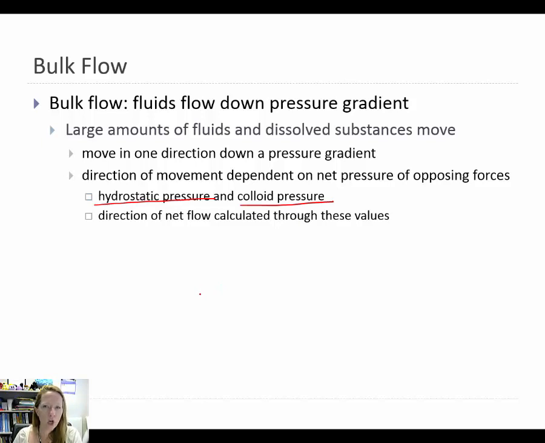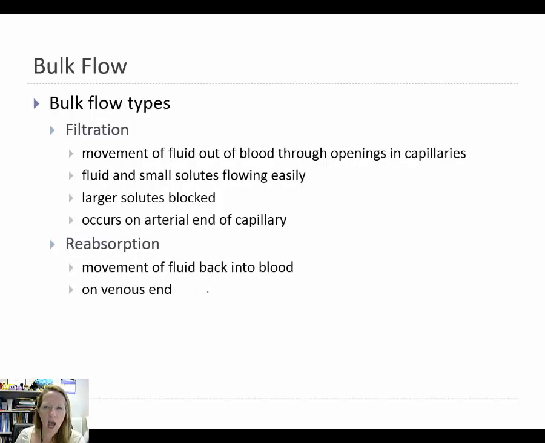So the bulk flow that's going to happen here in the capillary is either going to be filtration. Filtration is going to be exactly what it sounds like. Whenever you filter your coffee, right? You filter it through a coffee filter, and you push out what you want in your coffee, but you keep the stuff that you don't want in your coffee behind, hopefully. So like all of your coffee grounds. That's what's happening here in filtration.